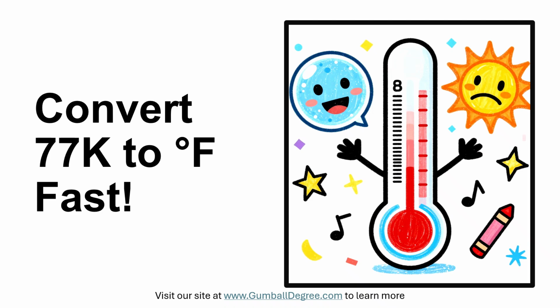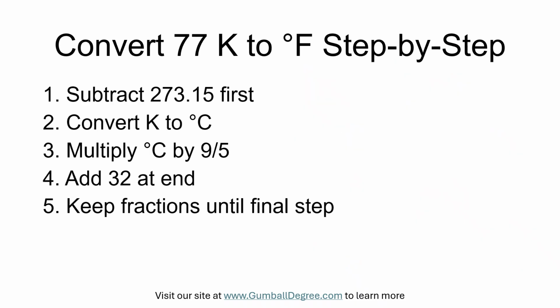To convert 77 Kelvin to Fahrenheit, first subtract 273.15 to get Celsius. Then multiply by 9/5 and add 32 to get Fahrenheit, which gives about -288.87 Fahrenheit.